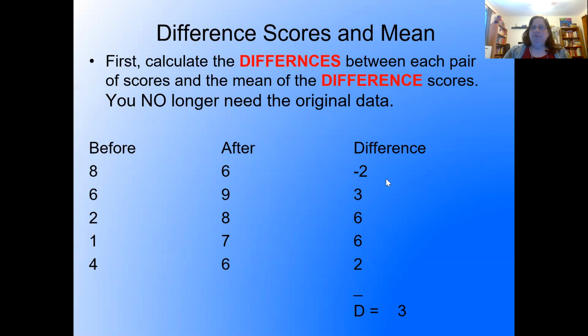Okay, so now that I have my difference scores, I can get a difference mean. So the 2 and the negative 2 add up to 0. 6 and 6 add to 12, and 3 is 15. 15 divided by 5 scores gives me a 3, or 3.0000.